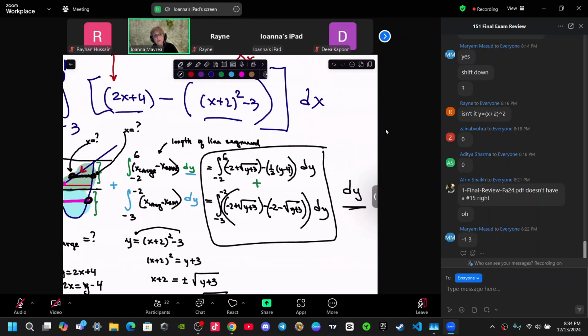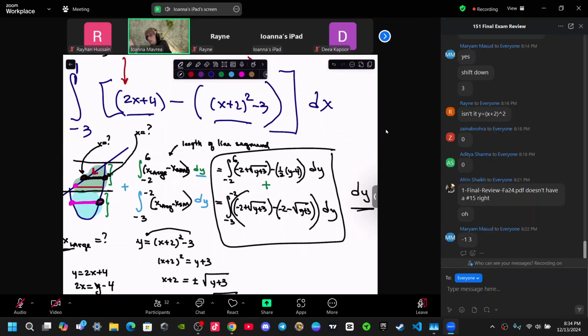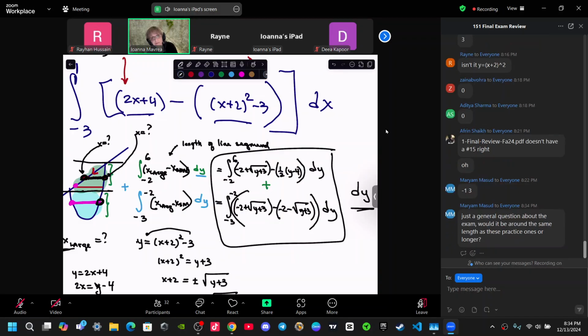If you integrate with respect to y, you need to have two integrals and add them up. You will have a problem like that. You need to get comfortable with this. I'm going to come up with a couple more examples of this, and I'm going to post them by tomorrow morning. You should practice that, setting it up, that is.